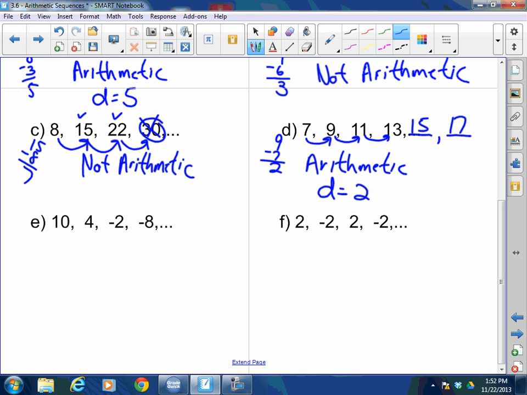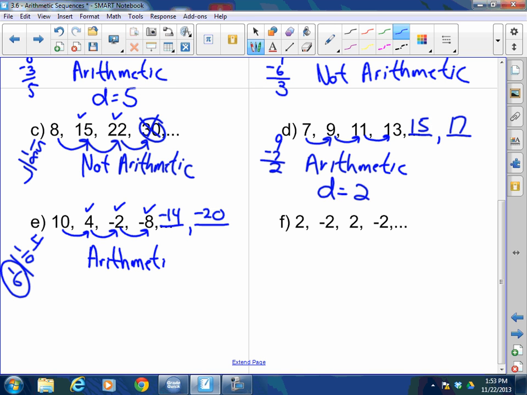Fantastic. Okay, for E, what's my potential common difference? Very good, guys. 4 minus 10 is negative 6. Remember, when we have opposite signs, you're going to subtract as normal and keep the sign of the largest absolute value. So 10 minus 6 is 4. 4 minus 6 is negative 2. Negative 2 minus 6 is negative 8. What are the next two terms, please? Negative 14 and negative 20. So this is arithmetic, and my common difference D is negative 6.